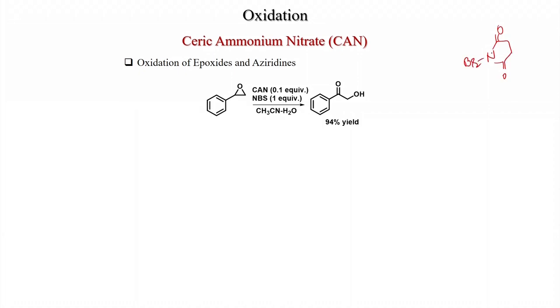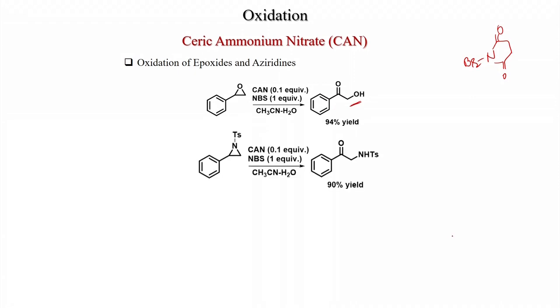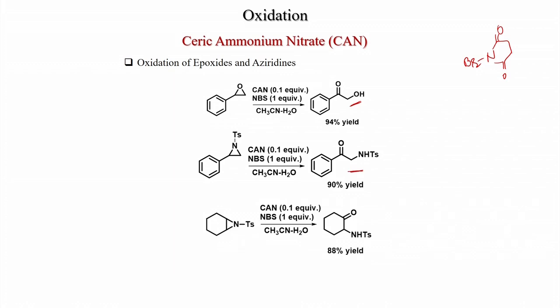So this is N-bromosuccinimide, 1 equivalent, in acetonitrile-water, it gives this 2-hydroxyacetophenone. The alcohol is on the primary and the carbonyl is on the secondary, this is the ketone. And here also this N-tosyl aziridine can be ring opened, followed by oxidation with ceric ammonium nitrate and NBS in acetonitrile-water, it gives this amino ketone in 90% yield.